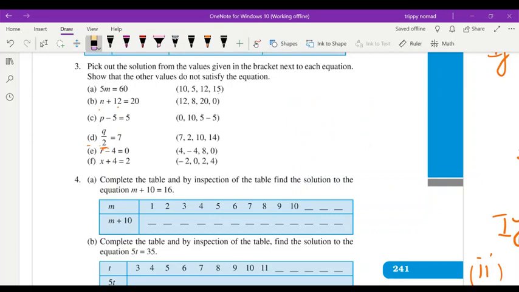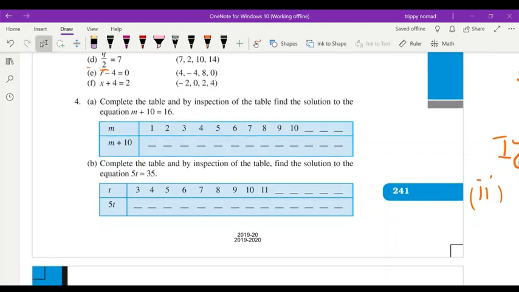Now come to question number 4. Complete the table by inspection of the table. Find the solution to the equation m plus 10 is equal to 16. Now children, different values of m are given in the table. 1 is given, 2, 3, 4, 5, 6, and it continues, that means so on. So you have to fill the table.